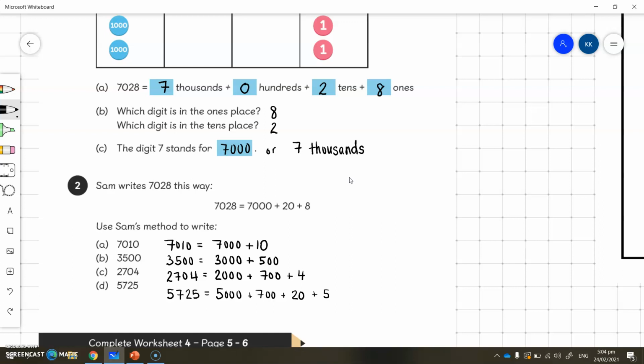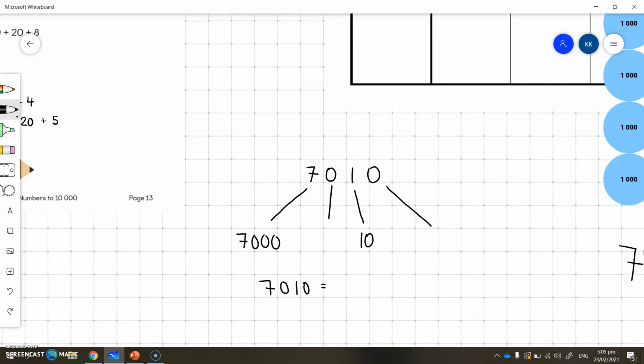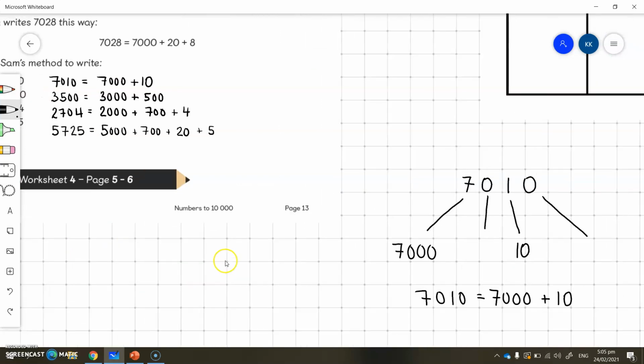Let's take a look at maybe 2a, 7,010. If I bring my attention over here and copy down 7,010, let's take a look at this by breaking apart our number into the thousands. 7 means 7 thousands. I have 0 hundreds. I have 1 ten equaling 10, and I have 0 ones. 7,010 equals 7,000 plus 10.